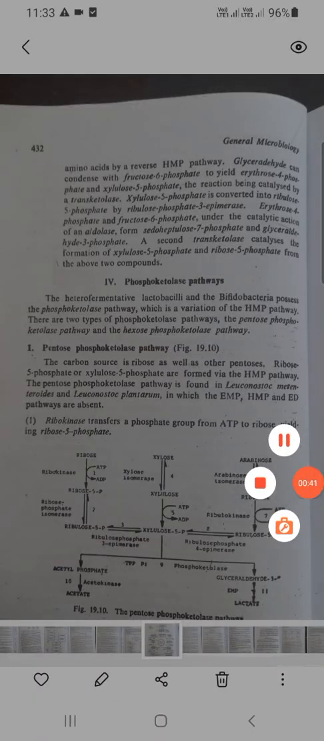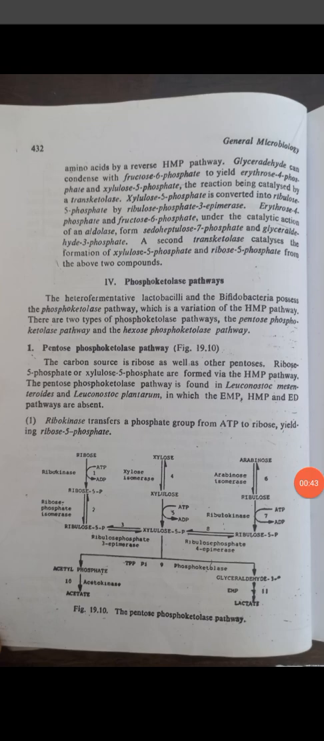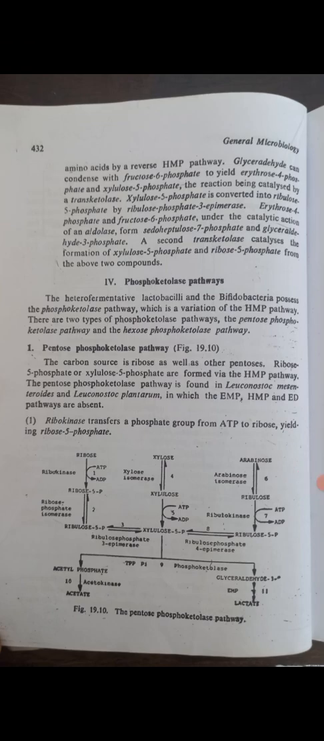So now we will discuss the phosphoketolase pathway. The heterofermentative lactobacilli and bifidobacteria possess the phosphoketolase pathway, which is a variation of the HMP pathway. Keep in mind that it is a variation of the HMP pathway.